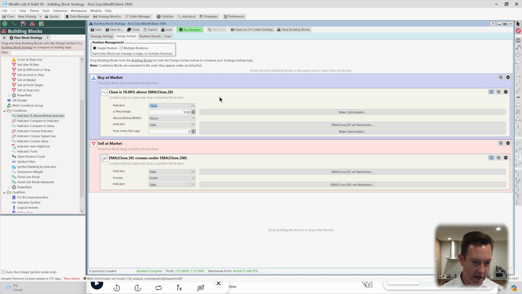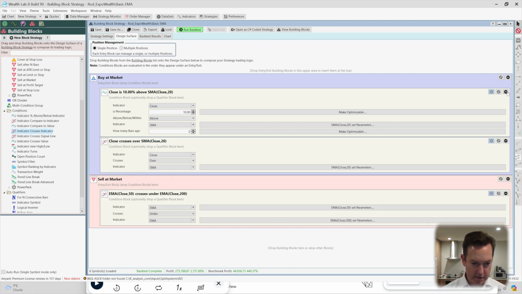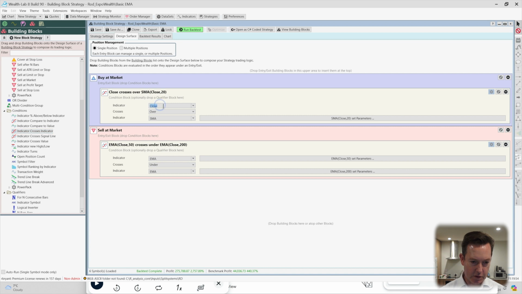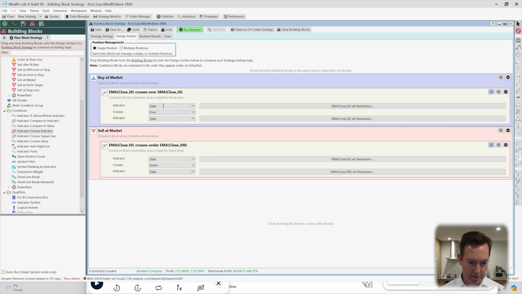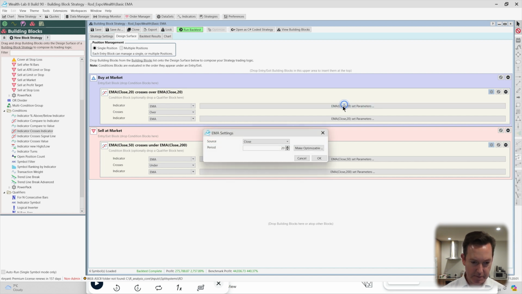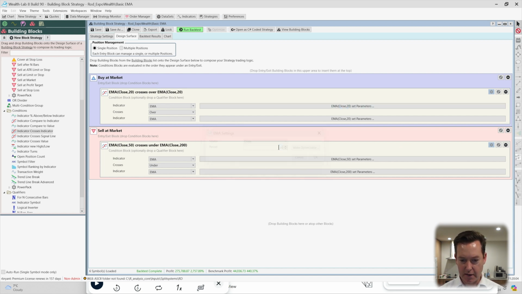So indicator crosses indicator. We'll just do a simple exponential moving average cross. So indicator, exponential moving average over exponential moving average. And same for the selling, EMA under EMA, so the opposite. And we'll just keep it really simple, 50 days over 200. And of course we make it symmetrical on the exit, otherwise we get kind of lost positions, orphan positions. So, and that's basically all there is to it.